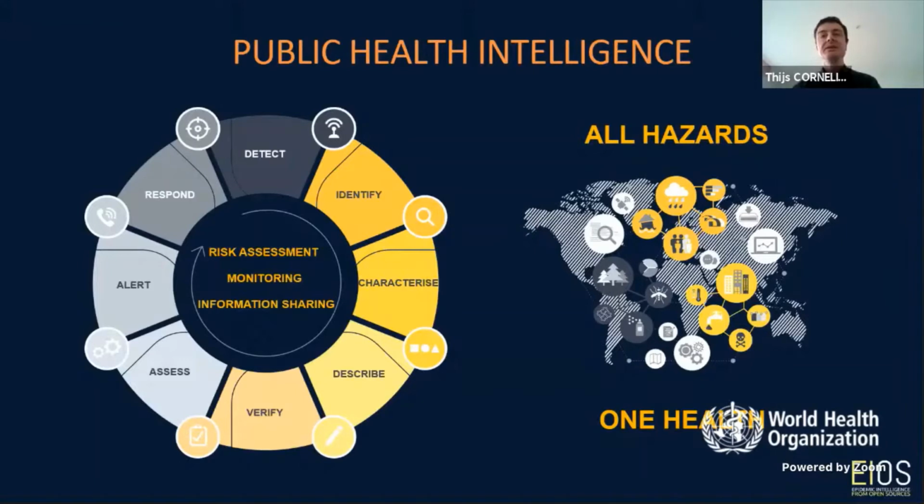And we look at one health in the sense that we look not only at human health, but also at animal health and environmental health, because those can indirectly also affect human health. For example, we know many infectious diseases start by circulating in animals and then at one point can jump to humans.